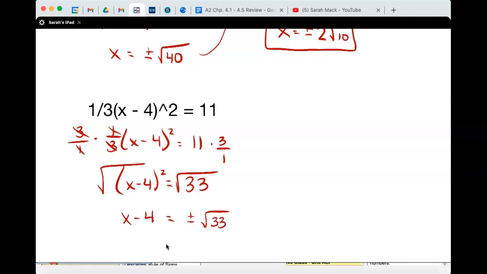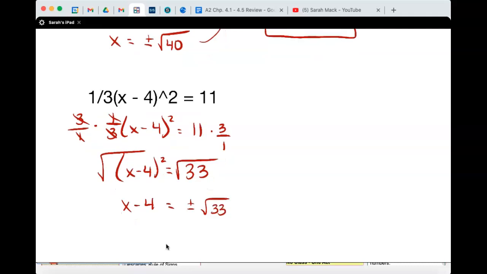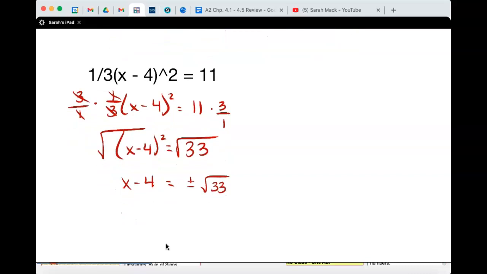Is there a perfect square that goes into 33? No. Because 3 and 11 go into 33. Those are the only two numbers that go into 33. Neither of them are perfect squares. So this is going to stay as is. The x isn't isolated by itself yet, so we're going to add 4 over. And then 4 and square root of 33 are not like terms. So I'm just going to write it as 4 plus or minus square root of 33.